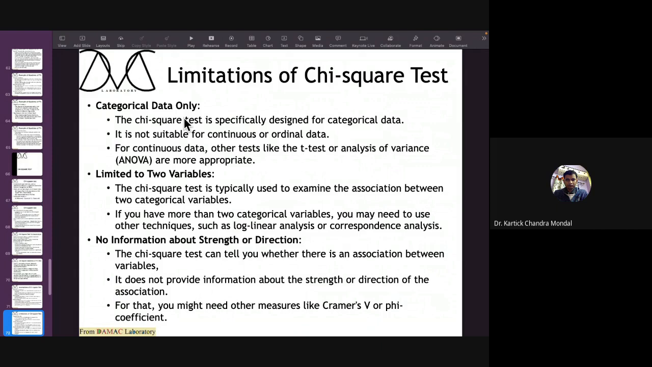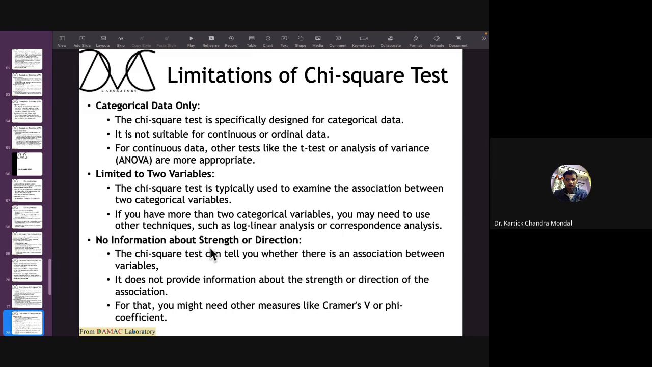For the numerical data, you have ANOVA or other tests. And also it works on two variables. As I said, basically we will use two variables to generate the chi-square test, but more than two values can be used to generate a contingency table. Okay, that we will see with the e-commerce example.